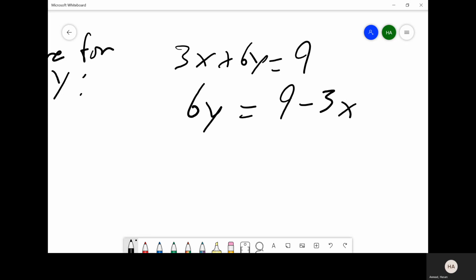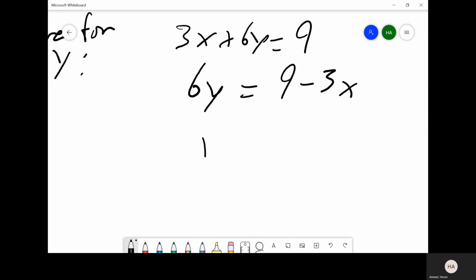Now we say, okay, well, we're getting pretty close. Again, our goal here is we want to solve for y. So what's attached to y? Well, we have a coefficient of 6. It's being multiplied by 6. To undo multiplication, we have to divide. So when we divide by 6, we get y on the left side, and we get 9 minus 3x over 6 on the right-hand side.